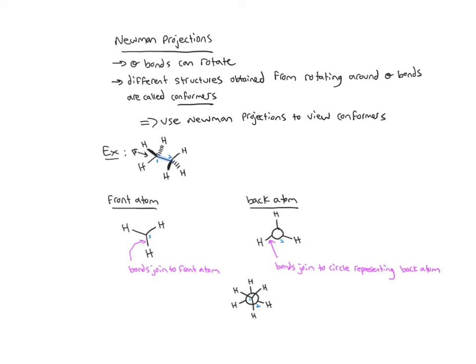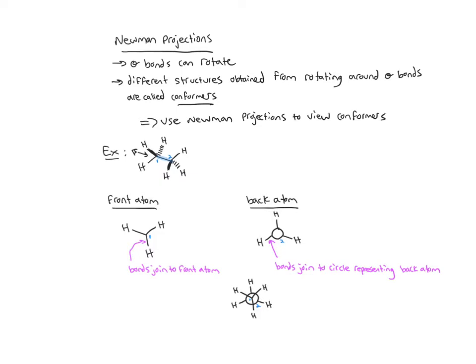That's basically putting the molecule in different shapes, and those shapes are called conformers. We're going to see some important ones for certain molecules like ethane and butane, for example. We're going to use the Newman projections to view these conformers because it's going to be easier to see what exactly is going on when we're looking down one bond.